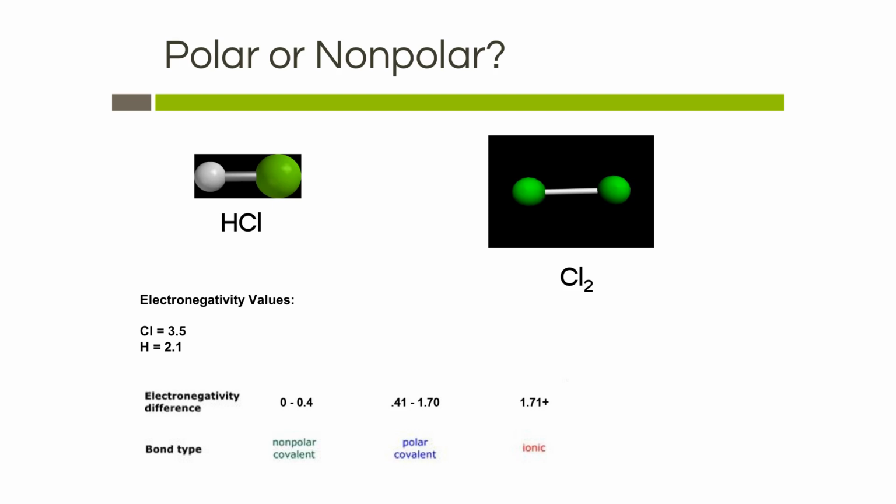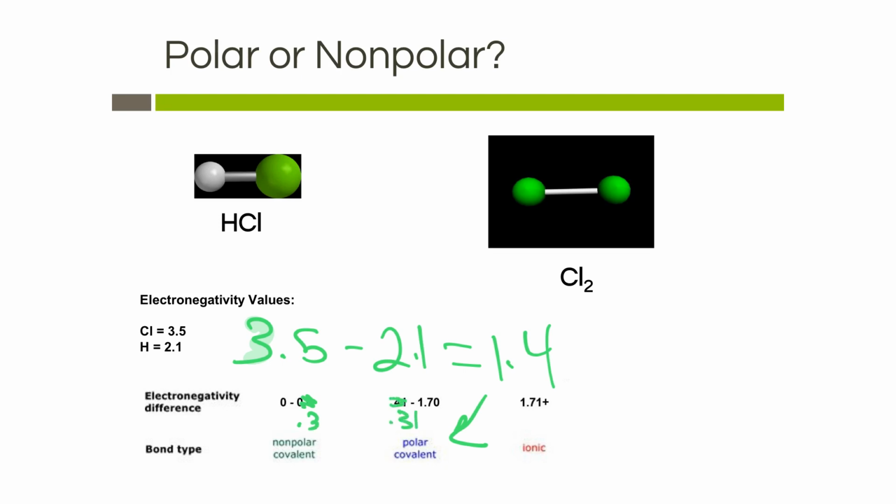Okay, so you know this first one, you have hydrogen and chlorine, and the difference, and you can think about this as absolute values. You can also just take the highest one, 3.5, minus the lower one. It's a difference of 1.4. And again, 1.4 falls into this range, and we can change this range to be 0.31 instead. But either way, 1.4 falls into that range. So we know this one is going to be polar.